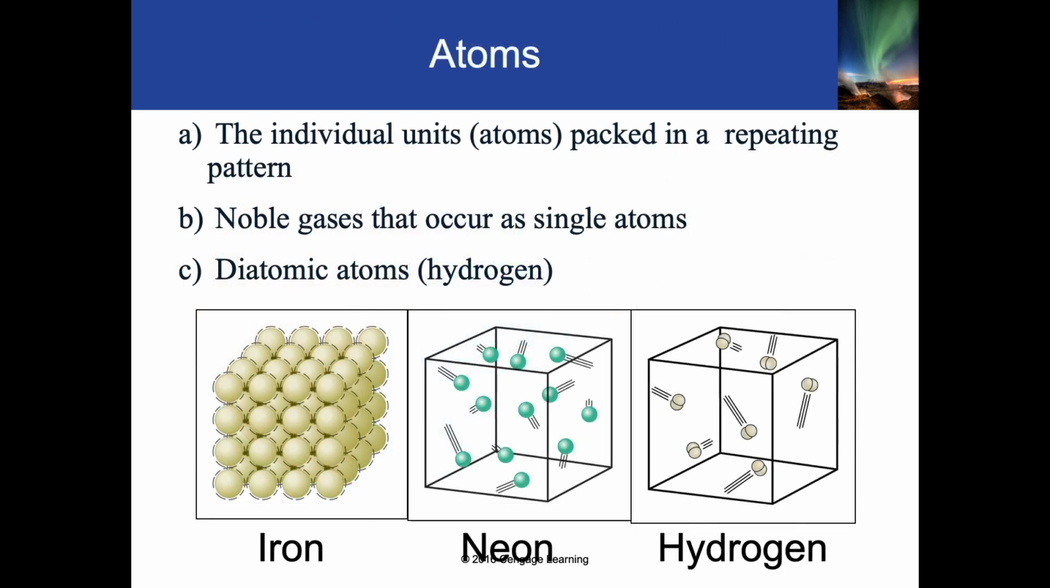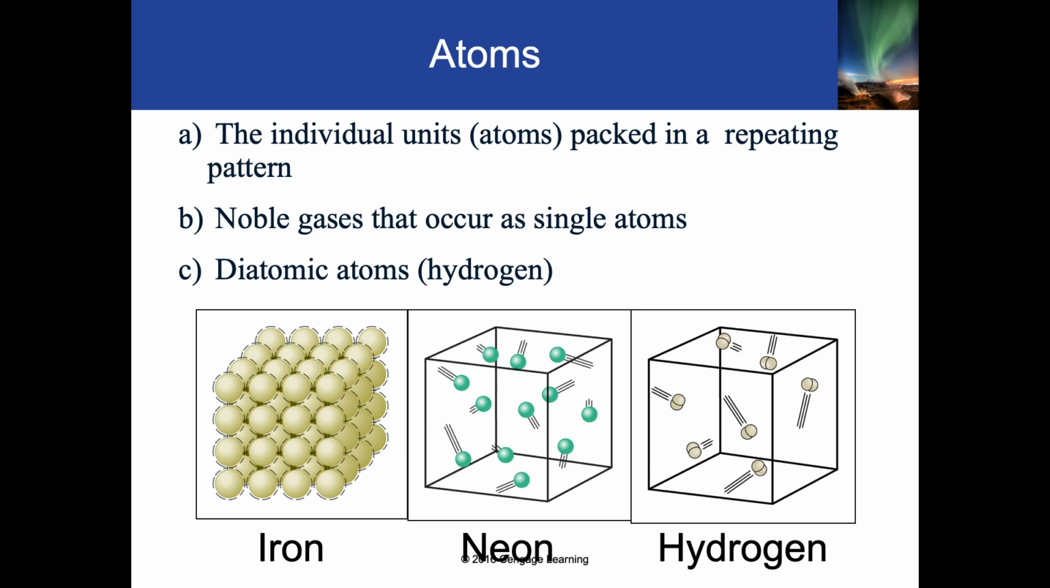So let's talk about atoms again, just real quickly, because we were talking about atomic physics before, right? The individual units, the atoms, are packed in a repeating pattern, okay? But noble gases occur as single atoms, whereas things like hydrogen atoms are diatomic, okay? So here's iron, and we talked about this before when we were talking about the thermal expansion of metals, right? Where metals have this crystalline structure, right? Where they're arranged very tightly packed with each other in a very organized way, right? And so they have this very organized structure.